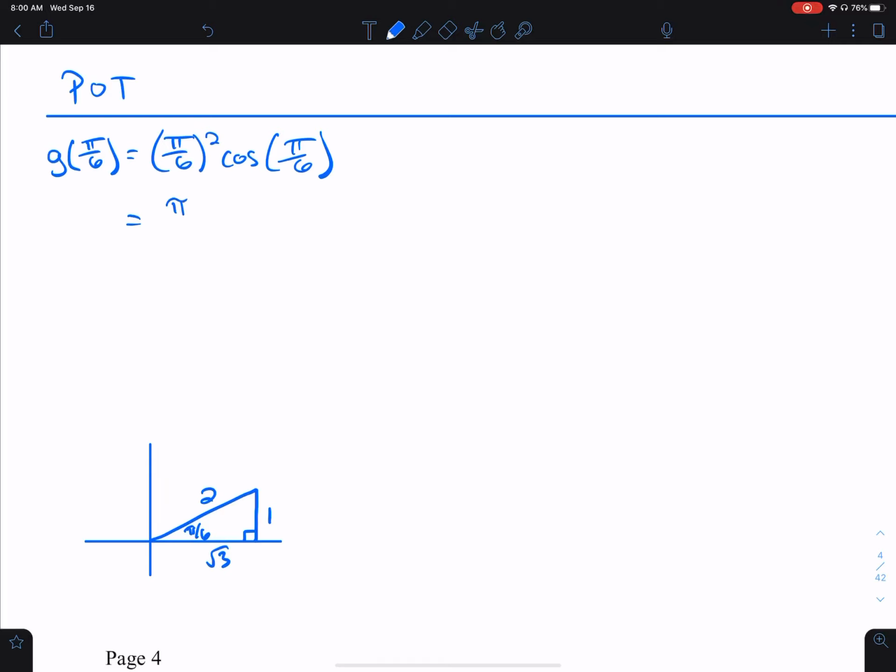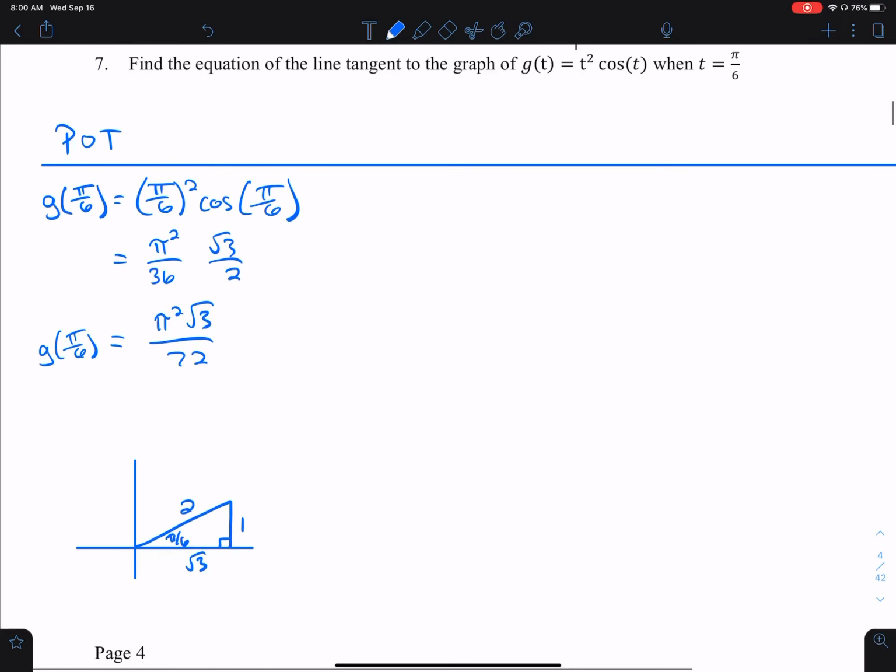This is going to be pi squared over 36. When you square a fraction, you square the top and you square the bottom. Cosine of pi over 6, we just said, was square root of 3 over 2. This hot mess is pi squared times the square root of 3 over 72. That is the point of tangency. Pi over 6, pi squared, square root of 3 over 72.